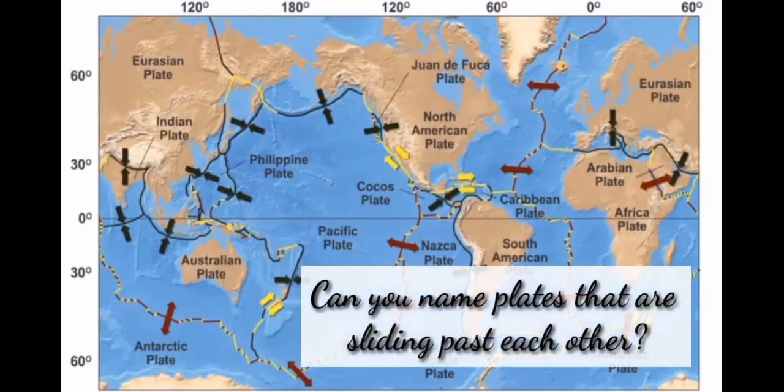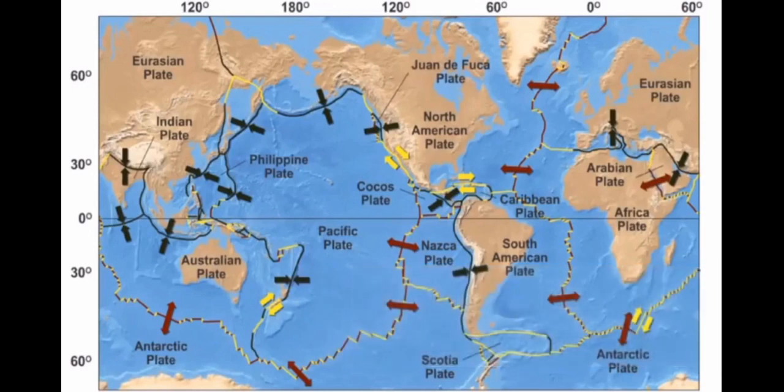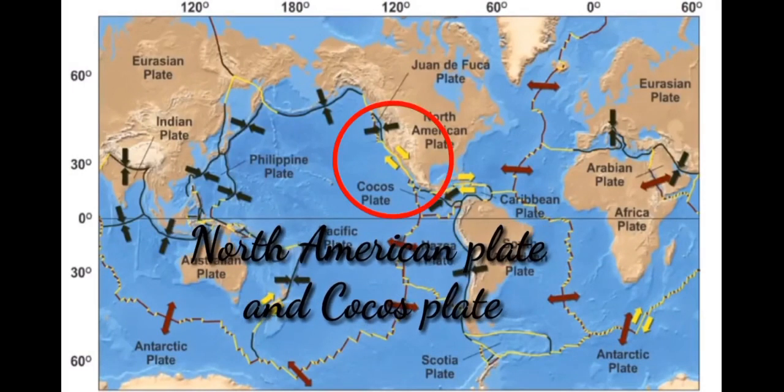What about plates that are sliding past each other? Correct. One example is the North American Plate and the Cocos Plate.